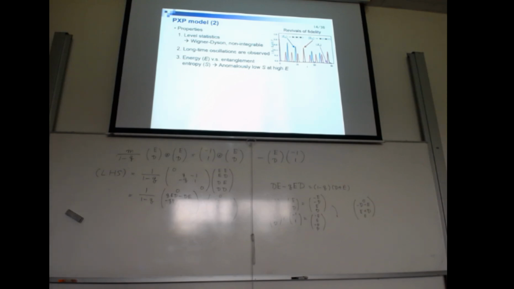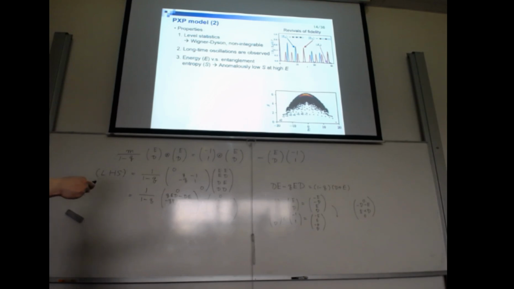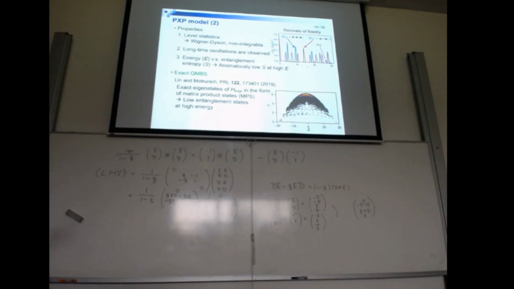And people also studied the energy versus entanglement. Here's the result: this is the entanglement entropy, and this is the energy. You can compute the entanglement entropy for each energy eigenstate. A typical energy eigenstate just obeys the volume law, but for this model you see low entanglement states, which form this kind of arc. We have anomalously low entanglement states at high energy, which is not typical. It doesn't happen in a generic system. People also found an exact eigenstate with low entanglement entropy for this PXP model. Lin and Motrunich found an explicit expression for a zero energy state with low entanglement for this model.